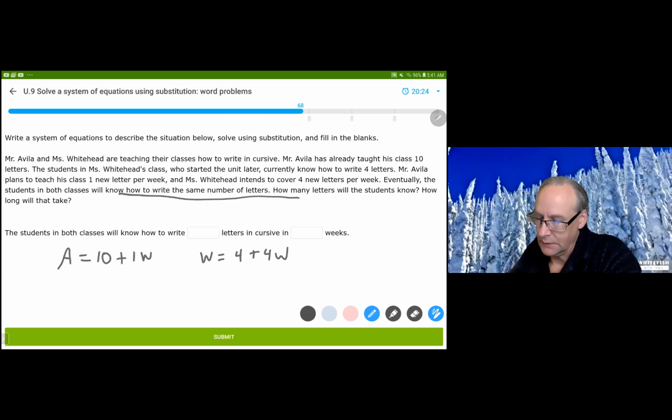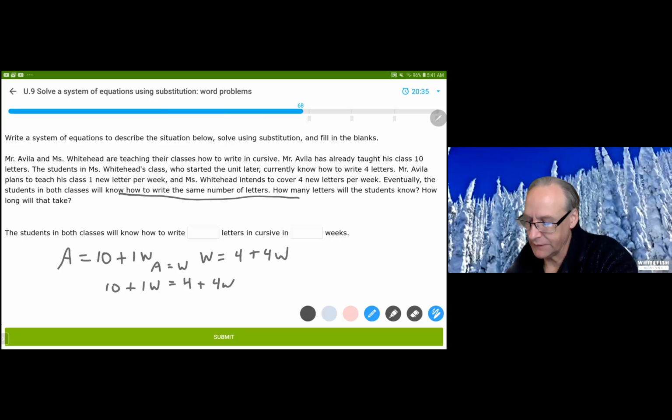So clearly 10 plus 1W, we're going to substitute. When will they be equal? When will 4 plus 4W be equal? We're going to subtract the 1W from both sides. I get 4 plus 3W is equal to 10. I just subtracted the 1W from both sides. And we're going to subtract the 4. We get 3W is equal to 6. And we divide by 3. And we get W is equal to 2.